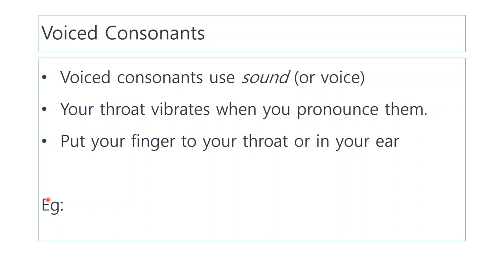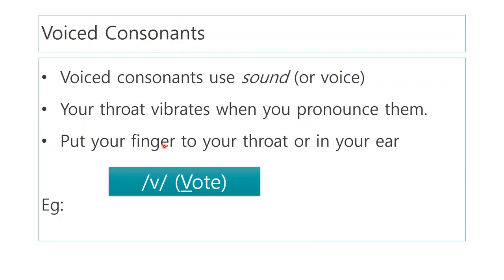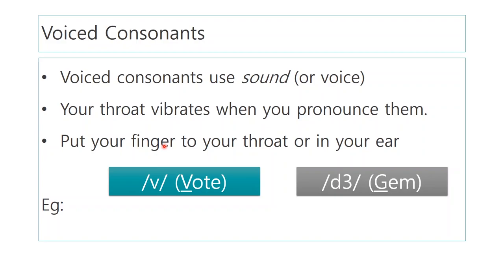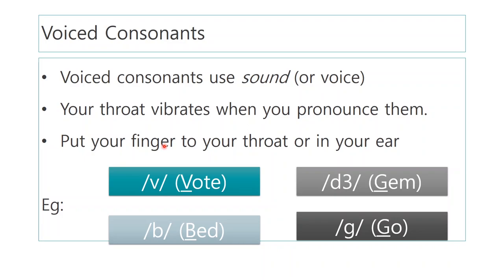Voiced consonants use the voice. Our throats vibrate when we pronounce them. And don't forget, we can put our finger to our throat or in our ear. If we feel that vibration, it means it's voiced. So, v, as in vote. J, as in gym. B, as in bed. And g, as in go.